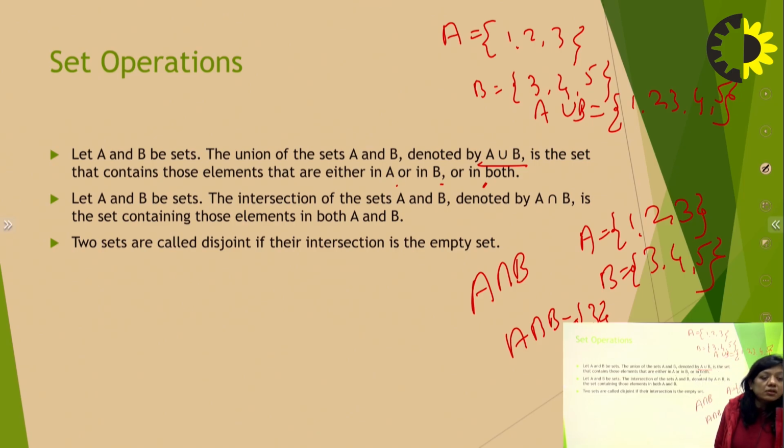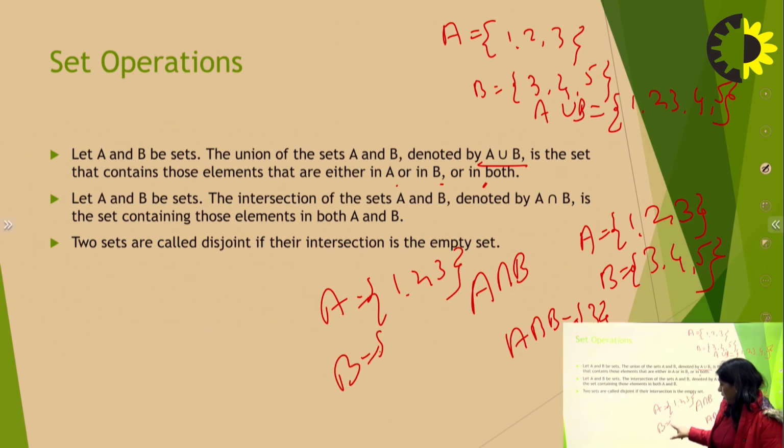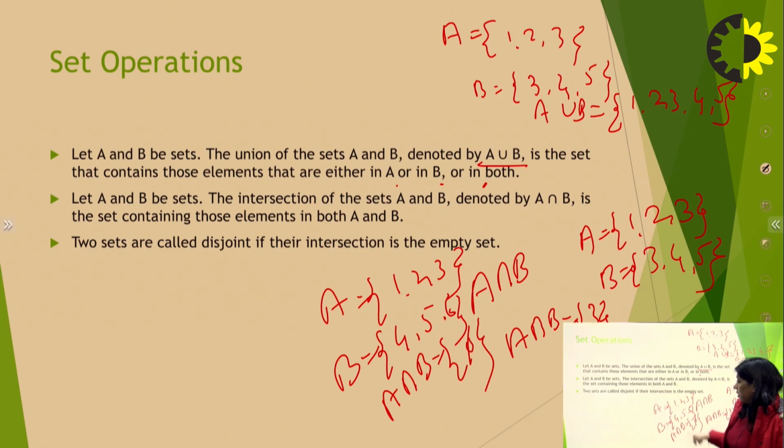Next one is disjoint sets. Two sets are called disjoint if their intersection is the empty set. For example, A = {1, 2, 3}, B = {4, 5}, C = {6}. A ∩ B is null because no element is common. So, A and B are disjoint sets. So, these are the basic set operations which we generally use in set theory: union, intersection and disjoint sets.